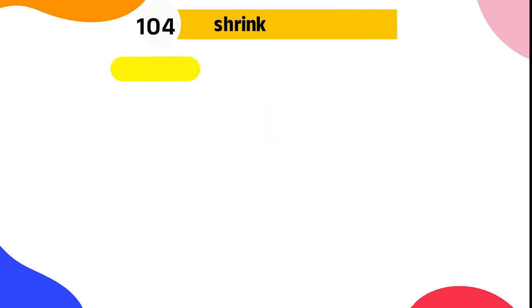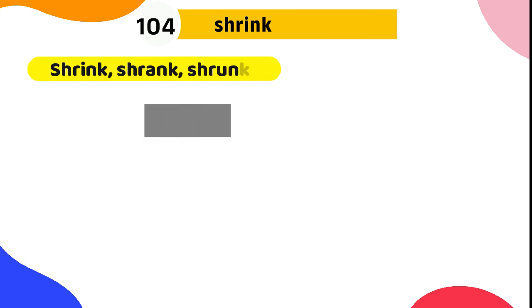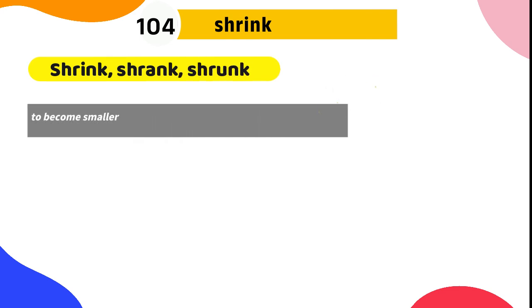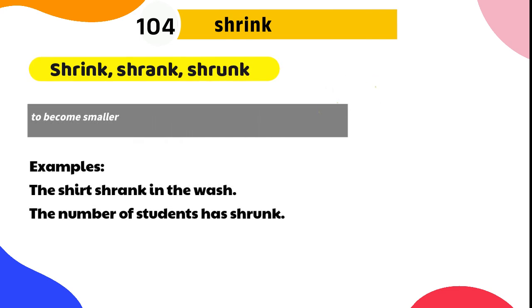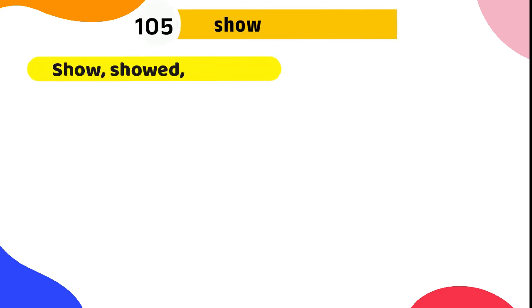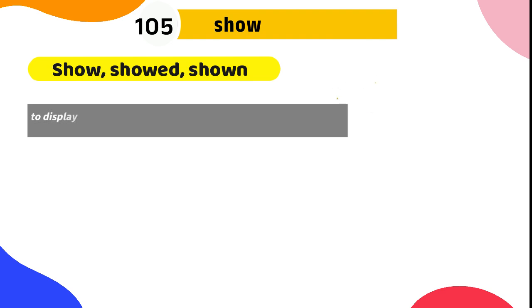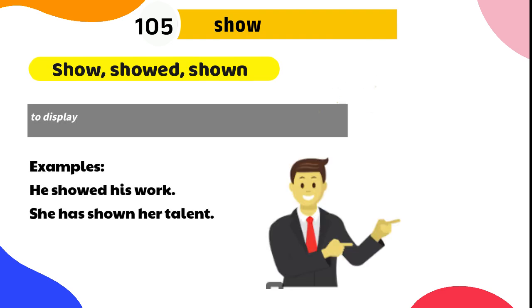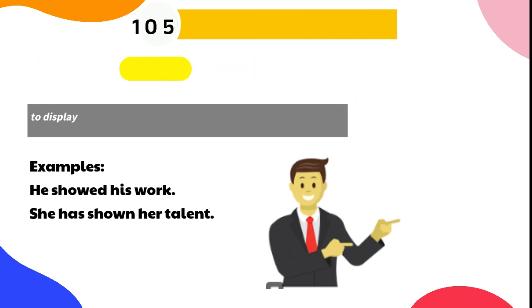Shrink, shrank, shrunk. Meanings: to become smaller, to contract. Examples: the shirt shrank in the wash. The number of students has shrunk. Show, showed, shown. Meanings: to display, to reveal. Examples: he showed his work. She has shown her talent.